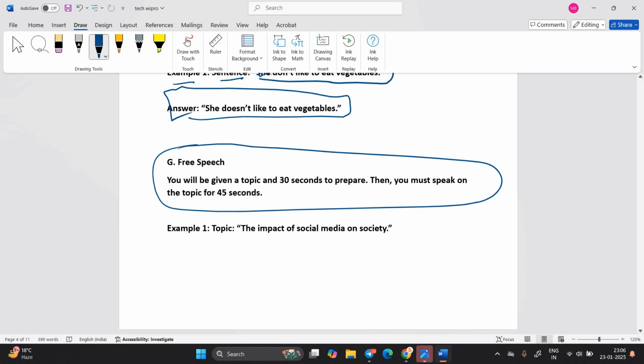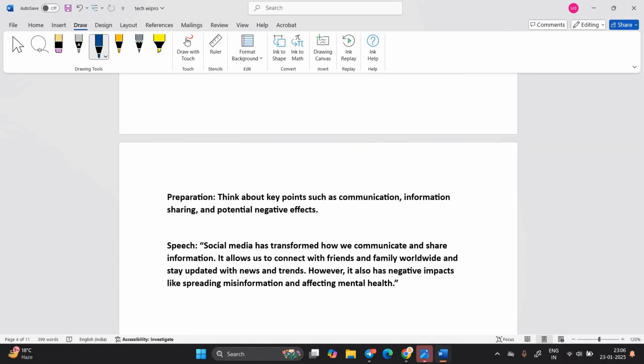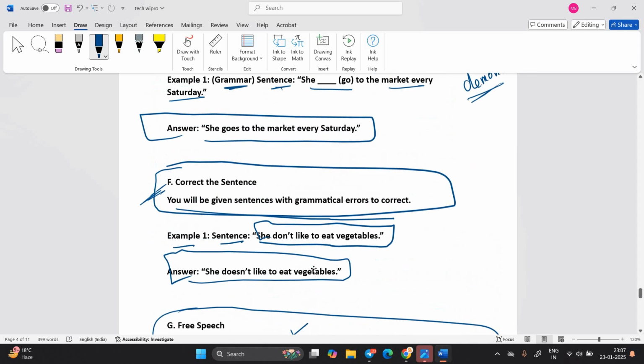You will be given a topic and 30 seconds to prepare, then you must speak on the topic for 45 seconds. The impact of social media on society, okay. So preparation, you have to think about key points such as communication, information sharing and potential negative effects. Social media has transformed how we communicate and share information. It allows us to connect with friends and family worldwide and stay updated with news and trends. So this is related to free speech.